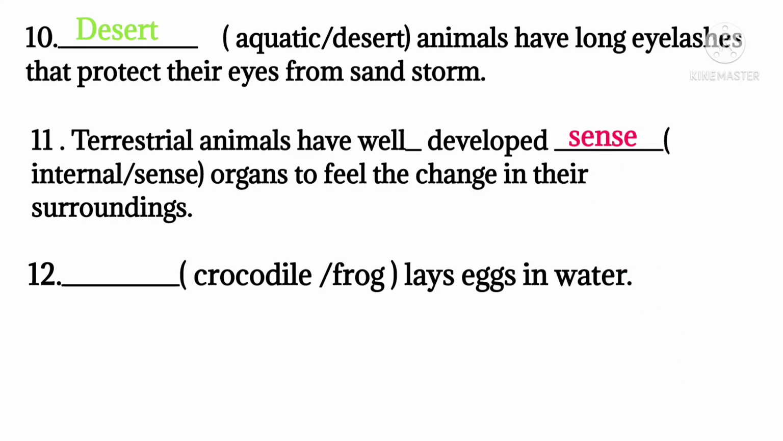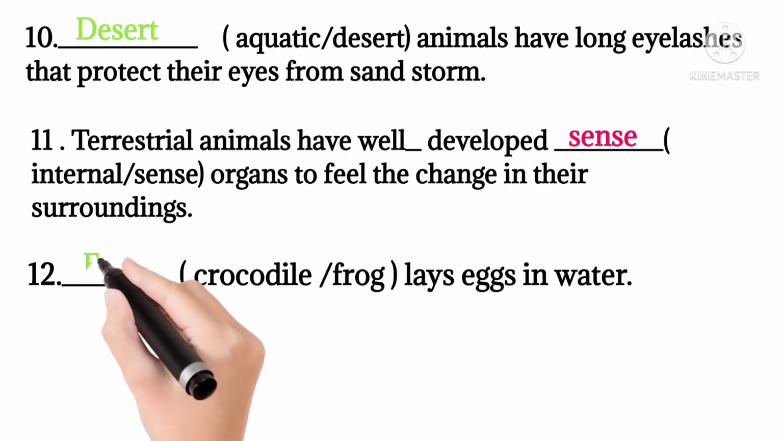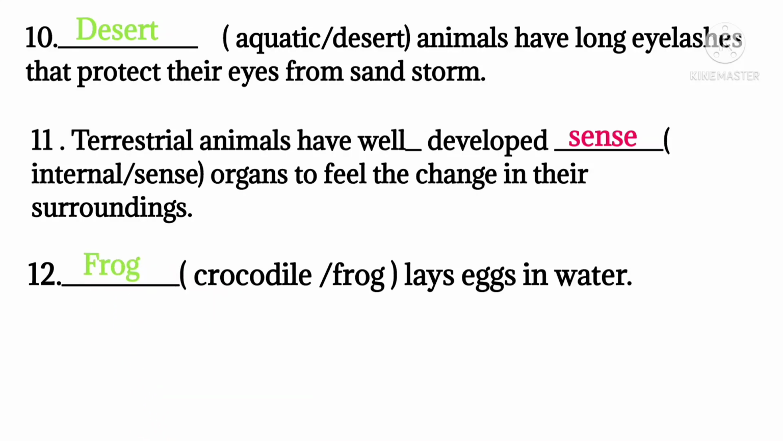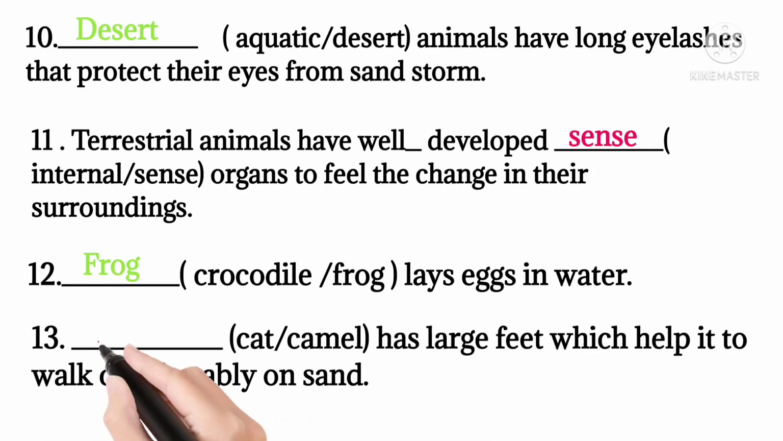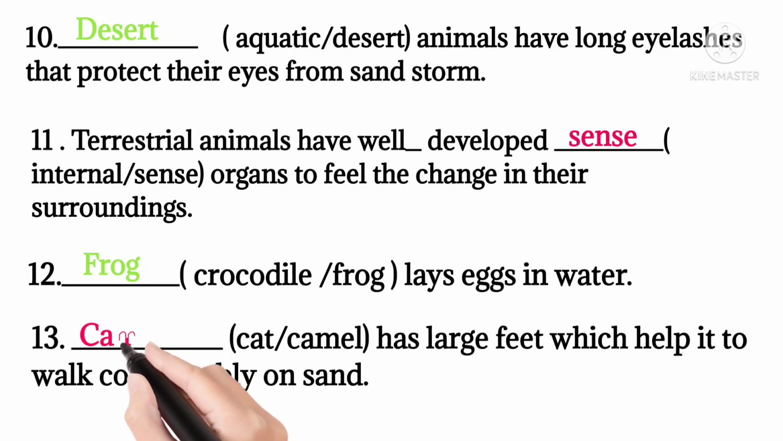11. Terrestrial animals have well developed internal or sense organs to feel the change in their surroundings. Correct answer is sense organ. 12. Crocodile or frog lays eggs in water. Correct answer, frog. Crocodile lays eggs on land. 13. Cat or camel has large feet which help it to walk comfortably on sand. Camel has large feet.